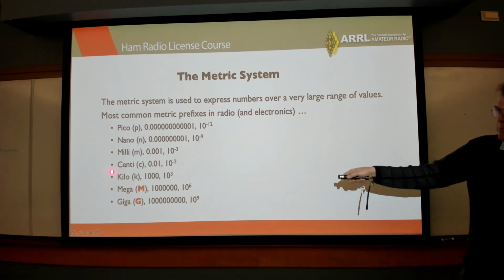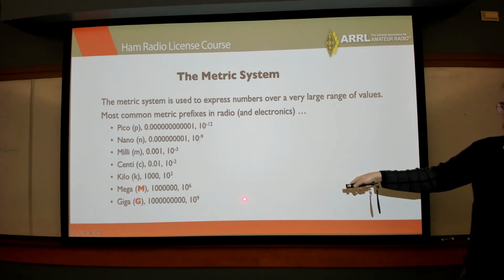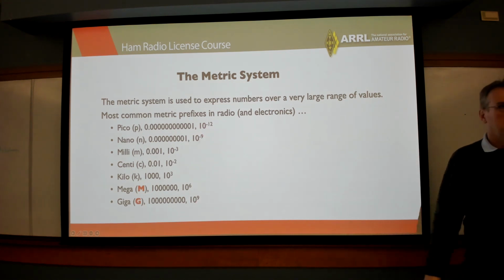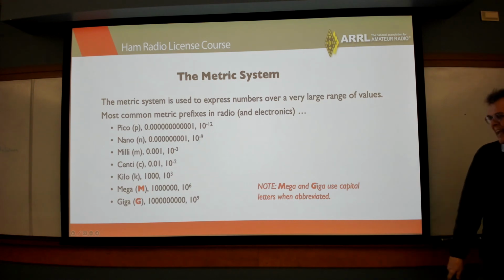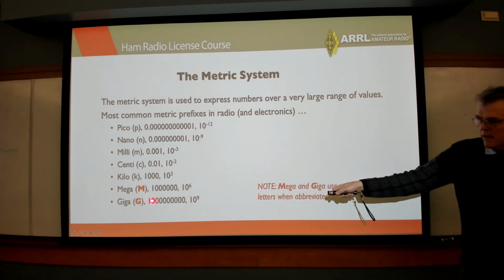So these prefixes basically give us ways of expressing numbers over very small to very large ranges. And we note that mega and giga use capital letters when they are abbreviated, so M and G.